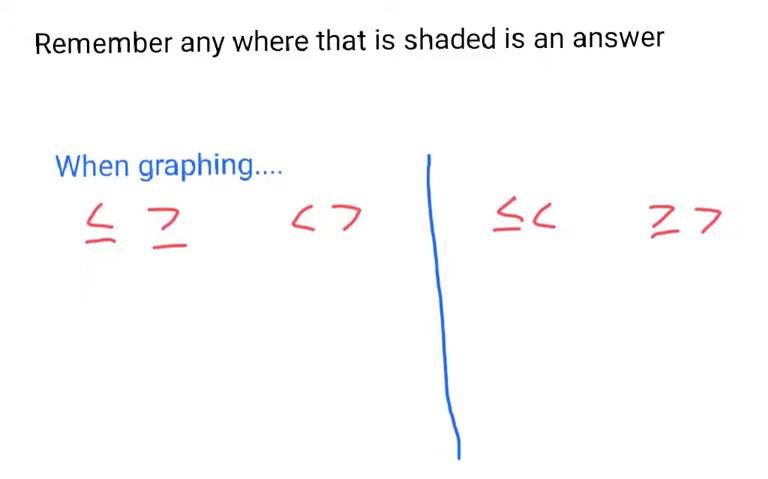You want to remember that anywhere that is shaded on a graph is considered an answer. When we're graphing, and I'll show you some examples, we're using two variables today. Anytime we shade above or below that line, anything that gets shaded over any of those coordinates is an answer. So keep that in mind. When we're graphing with two variables, there are two things you need to remember.